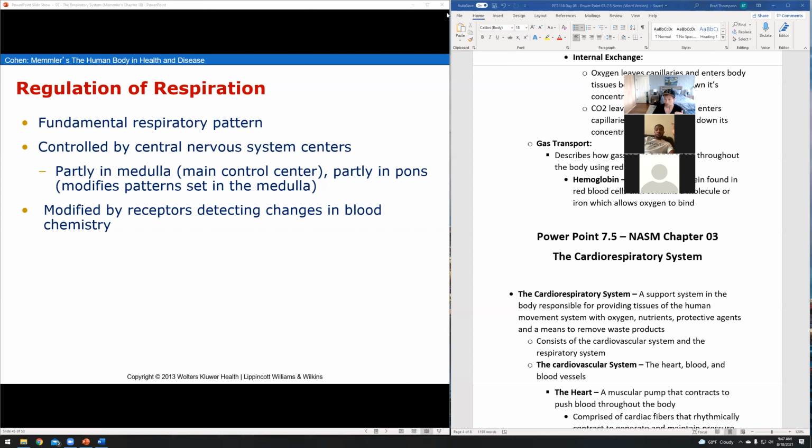Well, remember, you need to create a gradient. So we need to have a little bit of CO2 in an area because that's going to create an area of low concentration, which is going to cause oxygen to actually move. And we need to have an area of oxygen, which is going to cause CO2 to move.